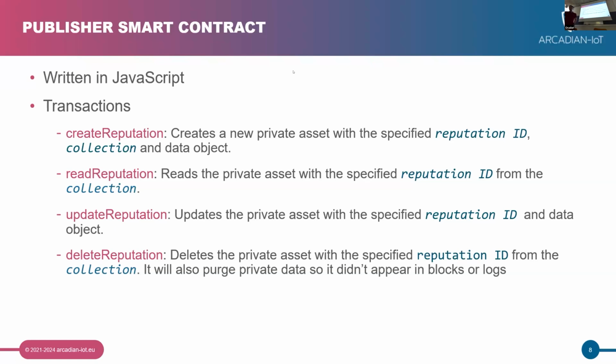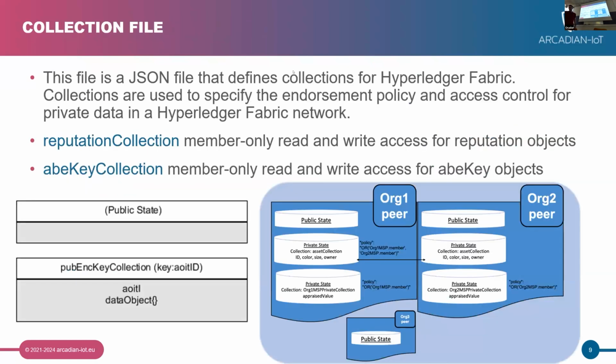And the delete reputation. The most important part of a blockchain is to purge private data so it doesn't appear on block or logs. The block is a history of the transactions. And here we have the most important part of the chaincode deployed, which is the collection file. This file is a JSON file that defines the collections for Hyperledger Fabric. A collection establishes rules between two or more organizations, so we can establish a private communication between those organizations.